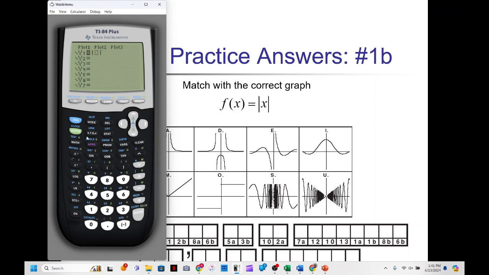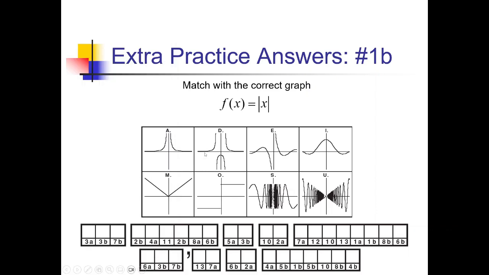So I'm going to put x in there. And now I'm just going to do zoom 6, get a standard window that goes from negative 10 to 10 in every direction. And there's my absolute value function, looking like a V, just like I knew it would. So that is going to match up with M. So we're going to put an M in spot 1B. Now you do have to be careful because some of these are repeated. So we have a 1B over here. And where else is there a 1B, if anywhere? Going down to the second row, there is a 1B right here, so put an M there as well. So we get to use that one twice.